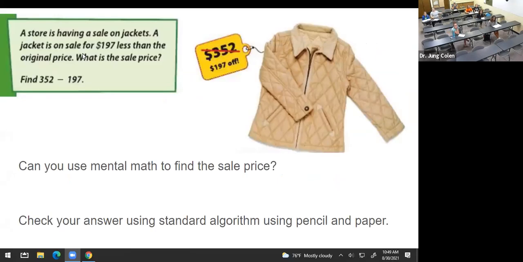Okay. So let's do the mental math. A store is having a sale on jackets. A jacket is on sale for $197 less than the original price. The original price is $352. Wow, that's expensive. So we are taking 197 from that. So what operations do you do?